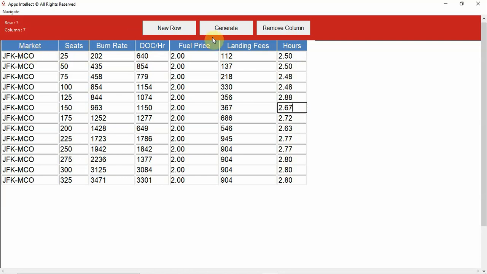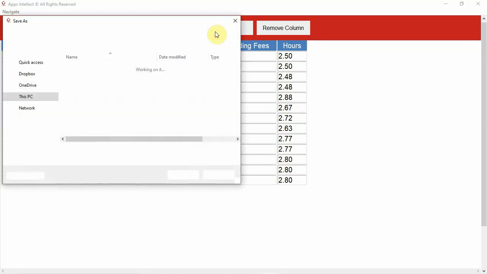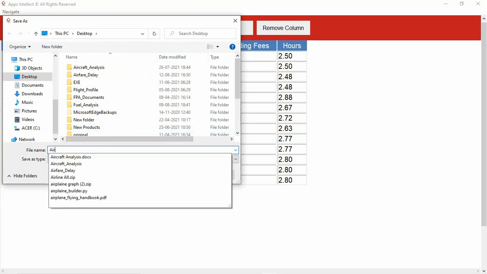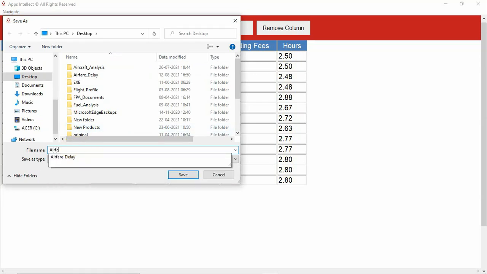Now we will click on the generate button. A report will be generated in Excel. We'll name this file airfare. We are analyzing what airfare should be there for a particular aircraft type to fly for a day on a daily frequency basis. Okay, and we're going to save it.